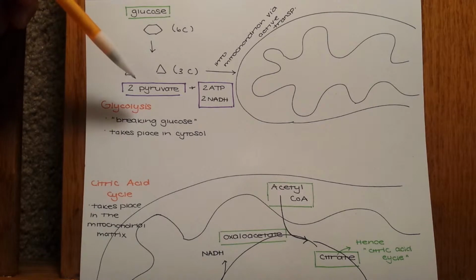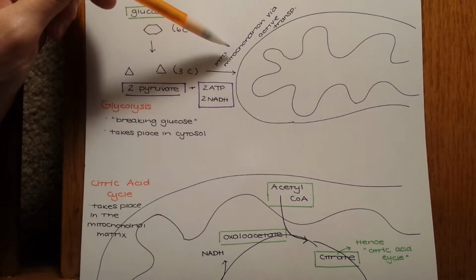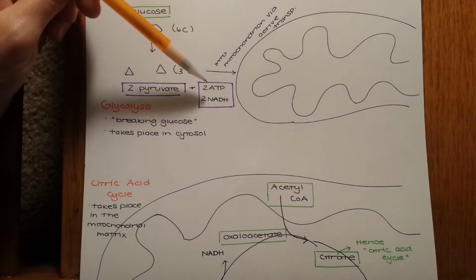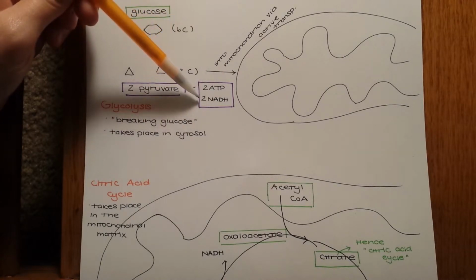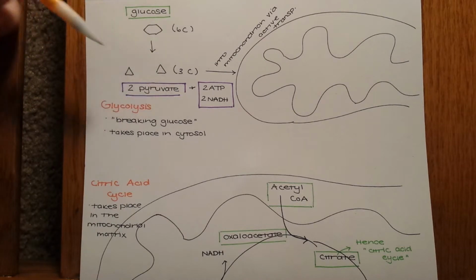So once you have your 2 pyruvates, they are going to enter the mitochondrion via active transport. And your 2 ATPs are going to come out of this process, and your 2 NADH molecules are actually going to go all the way to oxidative phosphorylation. And so we'll see where those end up going in the next couple of cycles.